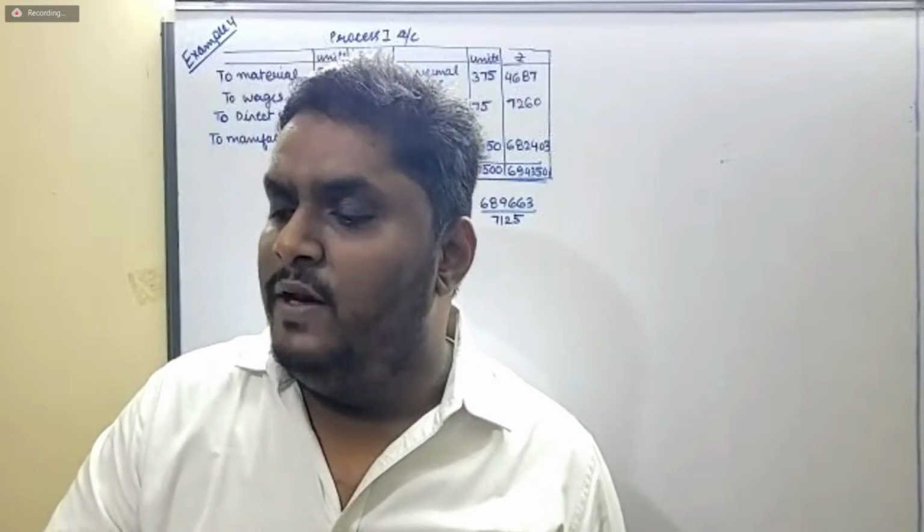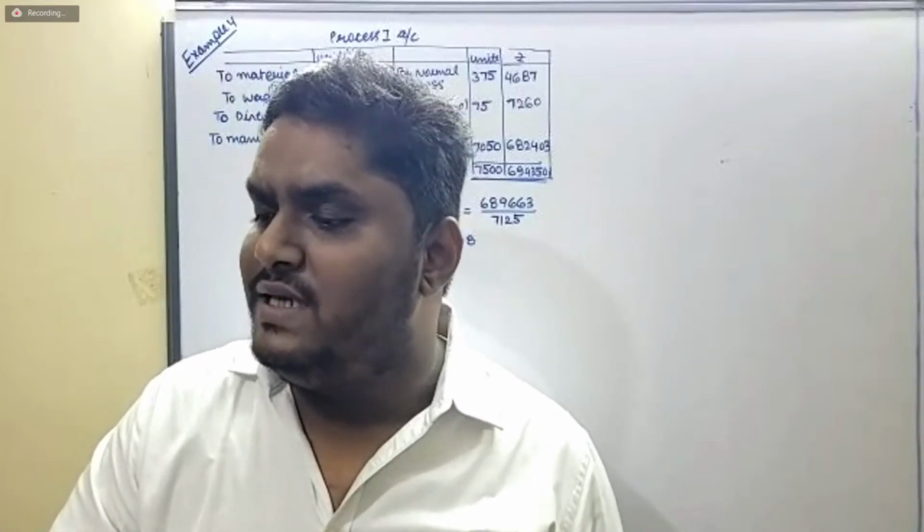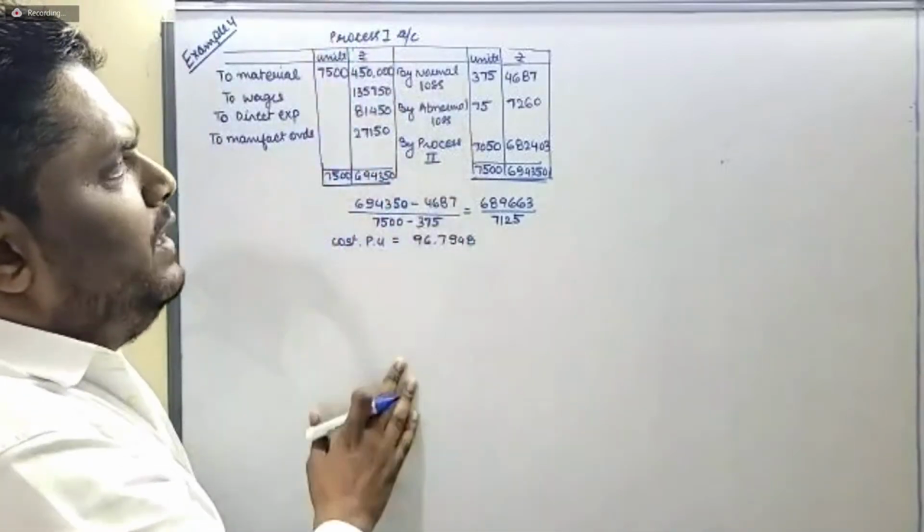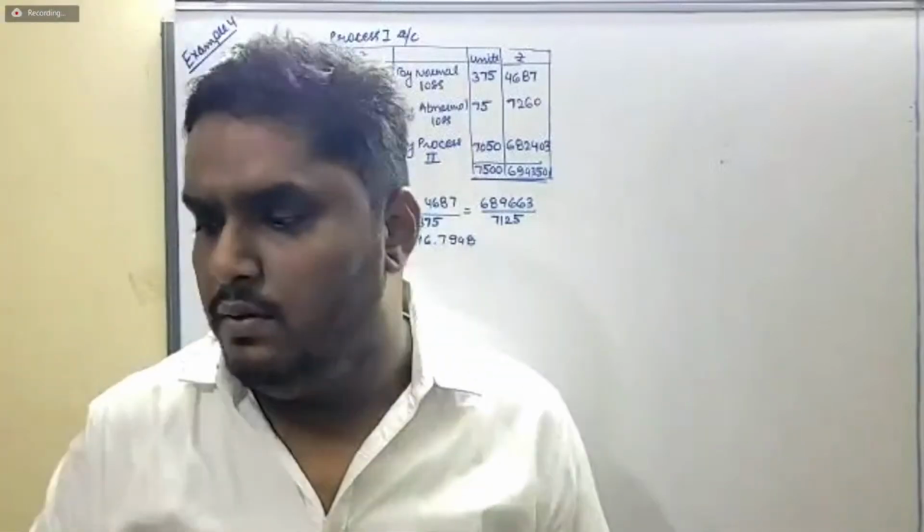Sir, how are manufacturing overheads on the debit side? As I told you, all the expenses are to be recorded on the debit side of the process account.